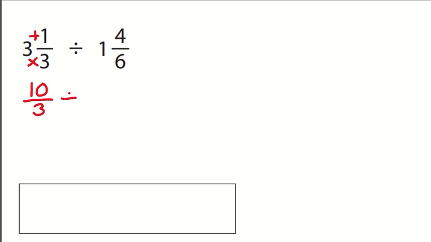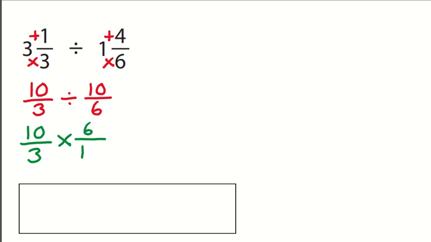And now let's do that with the other fraction. 6 times 1 is 6, and 6 plus 4 is 10. Denominator stays the same. Now we can do our keep, change, flip. We're going to keep the fraction on the left the same. We're going to change the sign to multiplication, and we're going to flip. We'll put our 6 up top, and we'll put our 10 on the bottom.